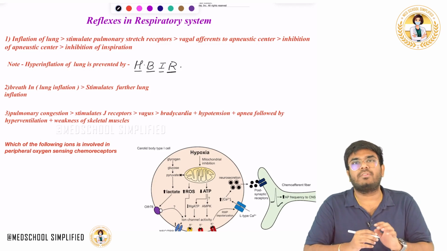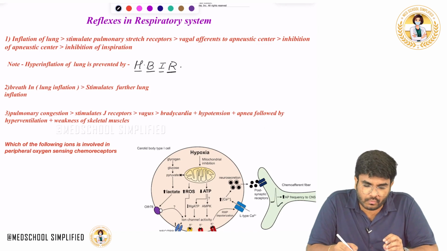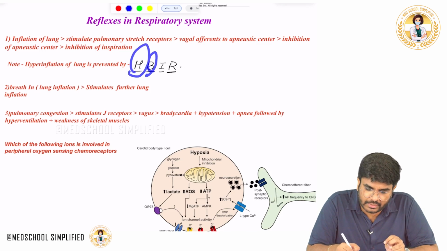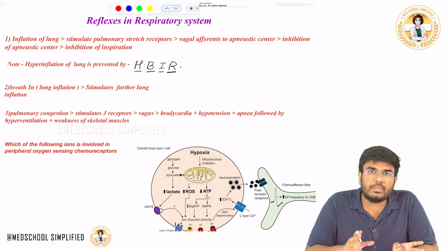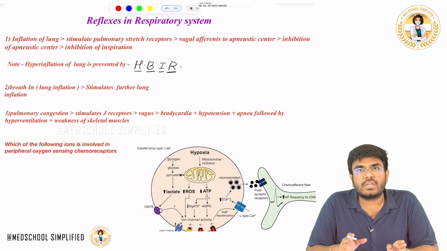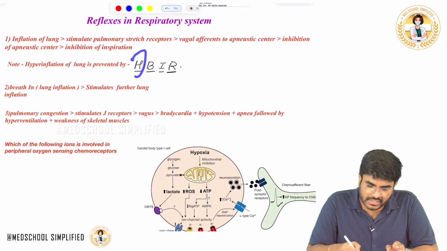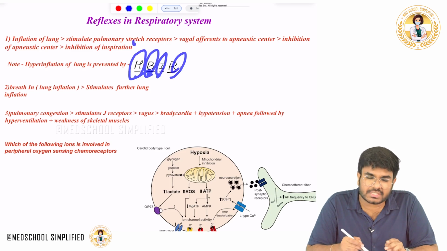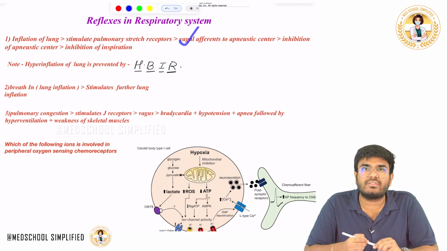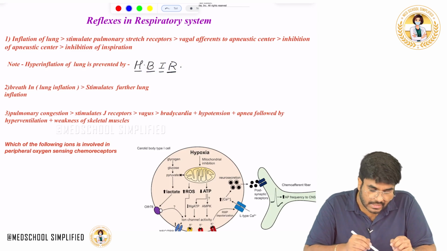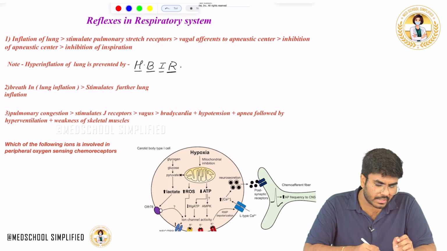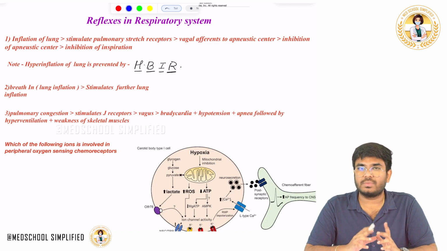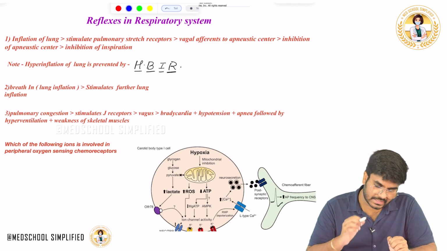So what exactly is the Hering-Breuer inflation reflex? It will try to prevent the hyperinflation of lung. In the Hering-Breuer inflation reflex, which receptors are activated? Stretch receptors are activated. Which cranial nerve is activated? Vagus nerve is activated. Which center is inhibited? Apneustic center is inhibited. So this is your Hering-Breuer inflation reflex. Important for the exam.